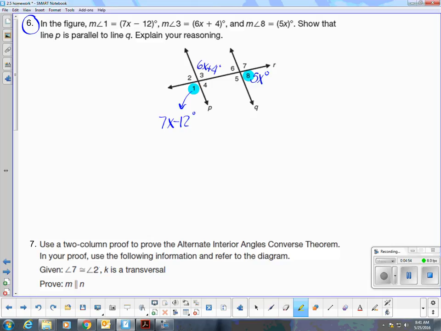So I need an equation right now that can help me solve for x. Angle 1 and angle 3 are vertical angles, and vertical angles are congruent to each other, so I can start out by saying that 6x plus 4 must be equal to 7x minus 12. And then I'm going to solve for x.